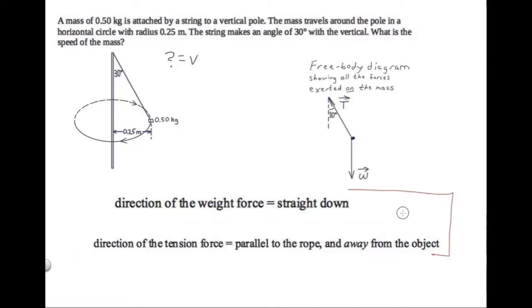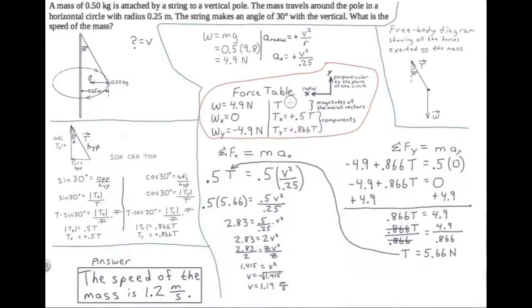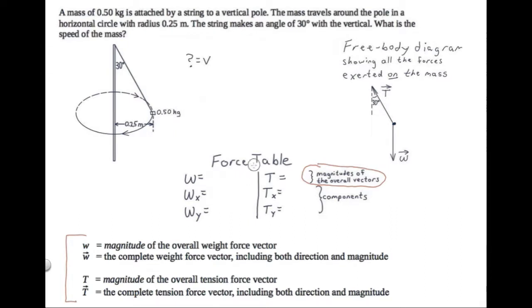You should pause the video and make sure that you have these two rules for the direction of the weight force and the direction of the tension force memorized. Here's a summary of the steps that we just completed for drawing our free body diagram. Now let's work on the force table. The purpose of the force table is to organize the data which we will need to substitute into our Newton's second law equations. Here's the outline of our force table.